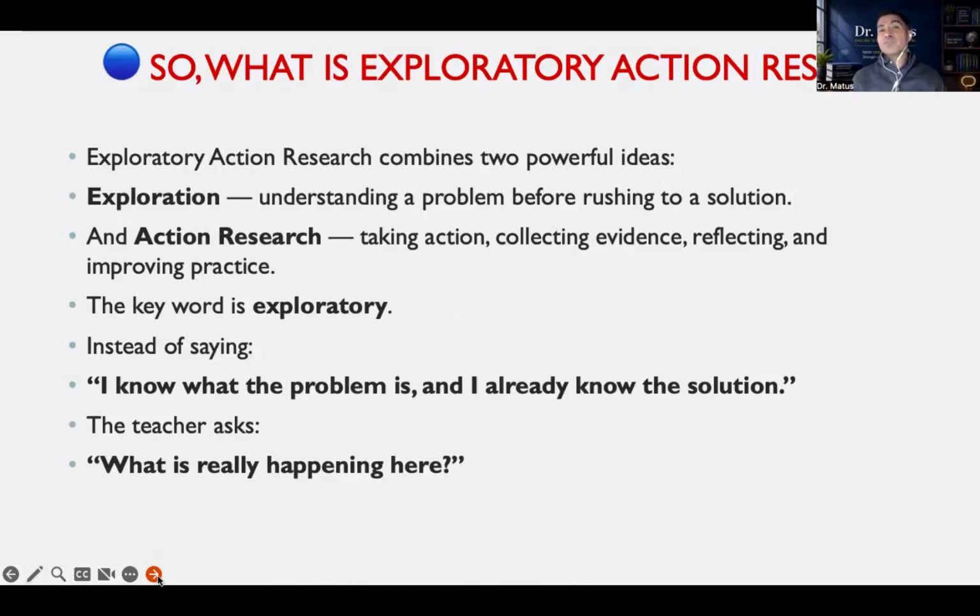So, what is exploratory action research? Exploratory action research combines two important ideas: exploration, understanding a problem before rushing to a solution, and action research, taking action, collecting evidence, reflecting, and improving practice. The key word here is exploratory. Instead of saying, I know what the problem is and I already know the solution, the teacher asks, what is really happening here? What is causing this problem and how can I sort it out?